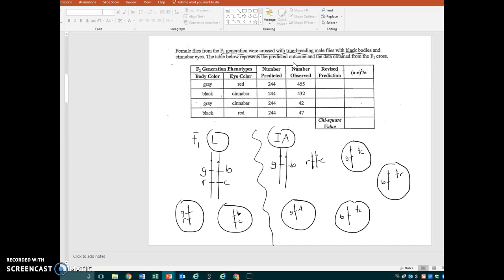So due to independent assortment, I would expect to see an equal number of all of these different types of gametes here, right? But in the linkage situation, I would expect to see these, right, much more frequently. However, I am able to produce this in this kind of situation if I had recombination happening over here on this linked side. So in order to get a situation where I had the gray with the cinnabar, right? So again, here's the gray with the cinnabar over here.